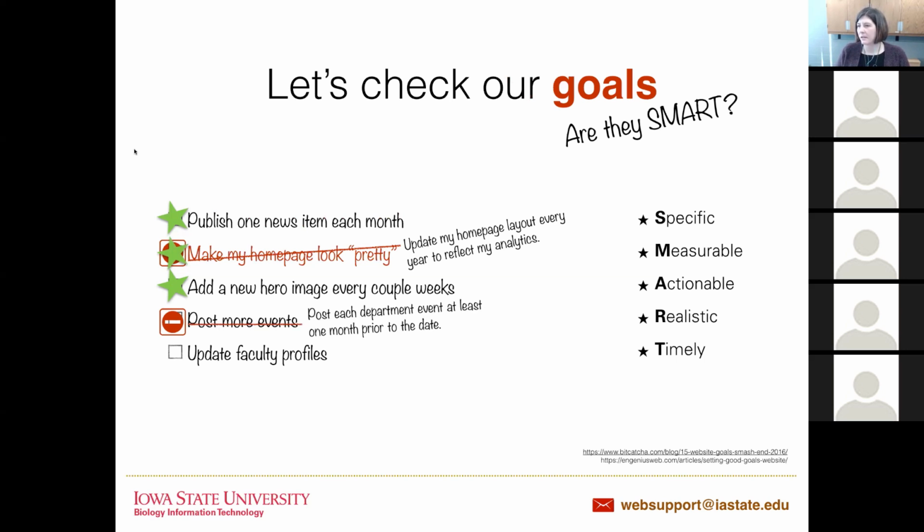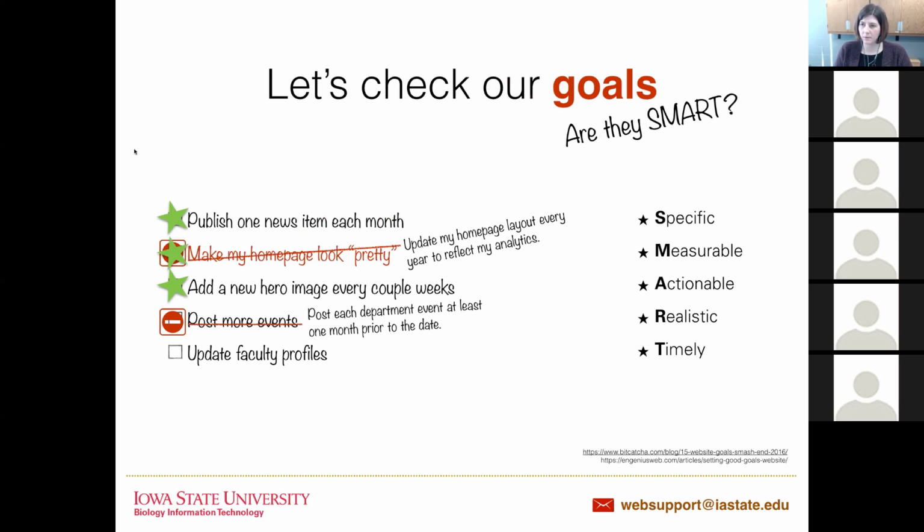However, something like post each department event at least one month prior to the date could be a better goal. After we get done here, I'll talk through some ideas on how to manage goals such as this one, where you post a department event at least a month in advance. But this goal is specific, it's measurable. Did you post the main department events at least a month ahead of time? Is it actionable? Yes. So you can see where this is a very nice SMART goal.